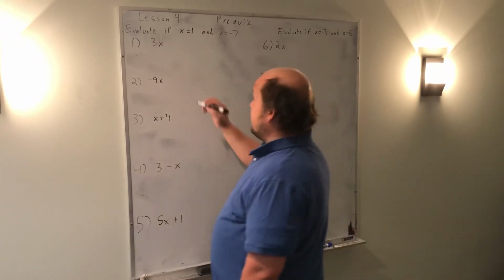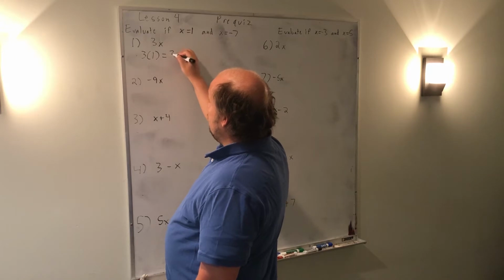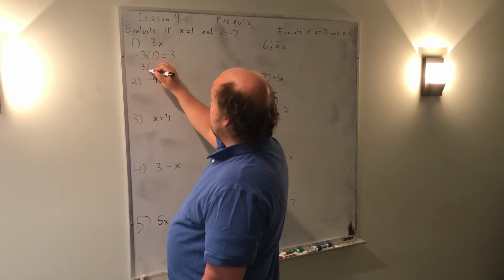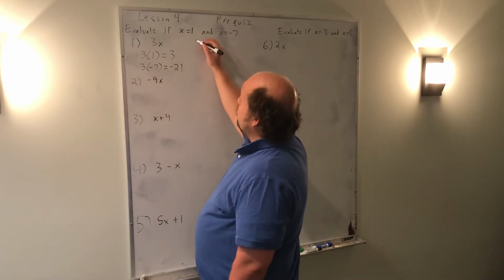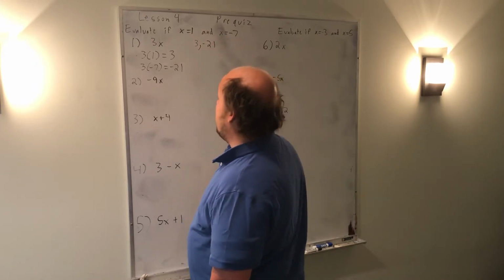When we get 3x and we try it with x equals 1, it becomes 3 times 1, which is 3. When we try it with -7, it becomes 3 times -7, which is -21. So we want to choose the answer choice that says 3, -21.